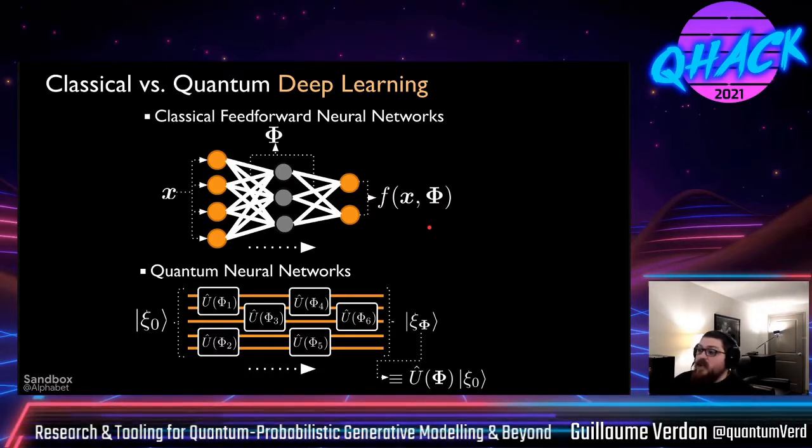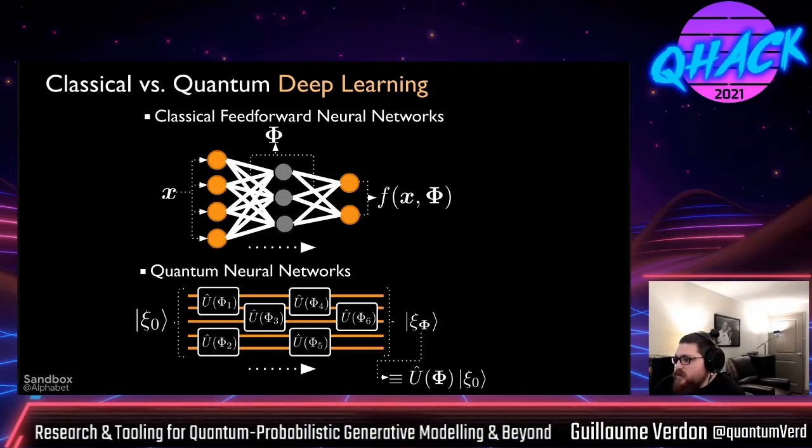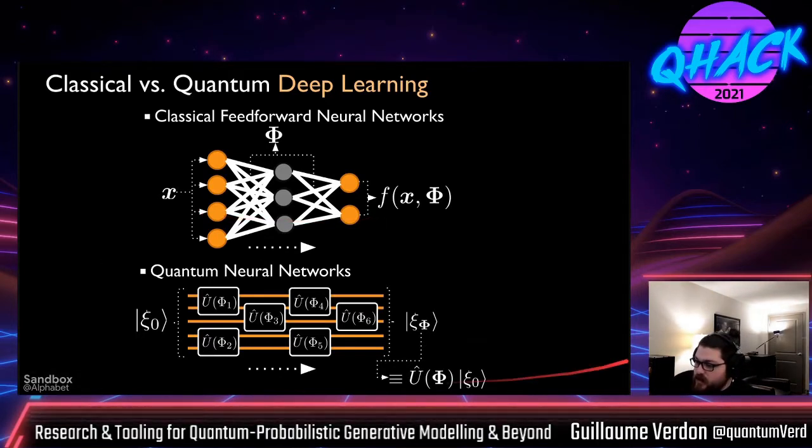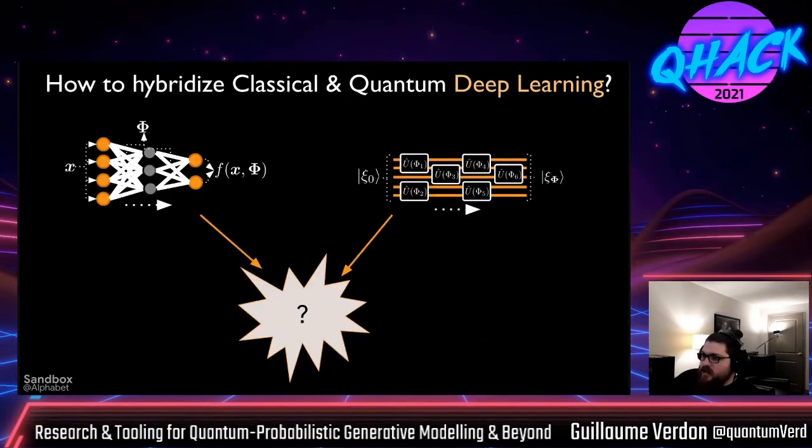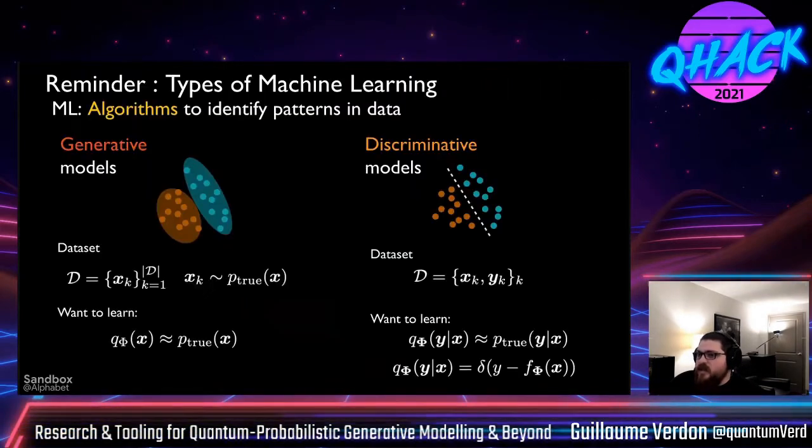To optimize some loss functional, you minimize the distance between your data and the output of the neural net. For quantum neural networks, usually it's pure states, right? So you have a fixed input, let's say, and then you have a parameterized output that's conditioned on the parameters of the QNN, and then you train it again according to some loss functional. A functional is something that takes your big vector or your function and then converts it to a single scalar. So how do we hybridize quantum classical deep learning?